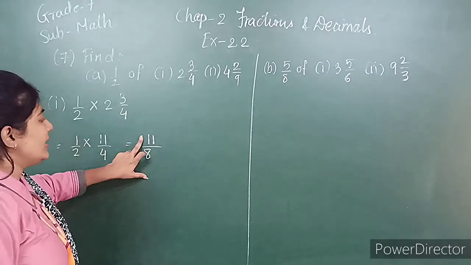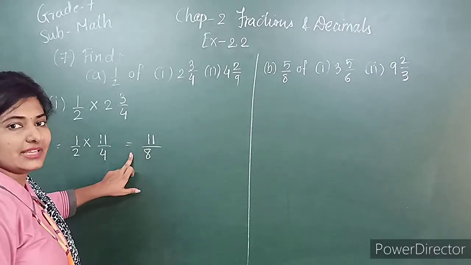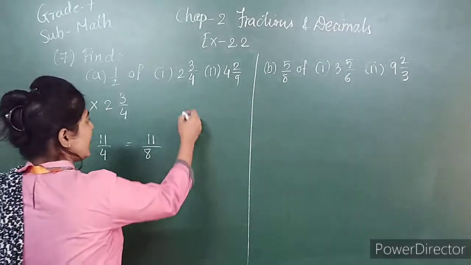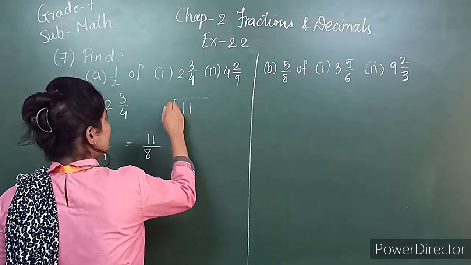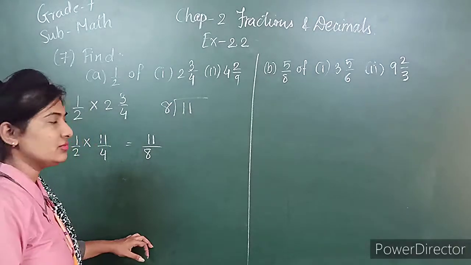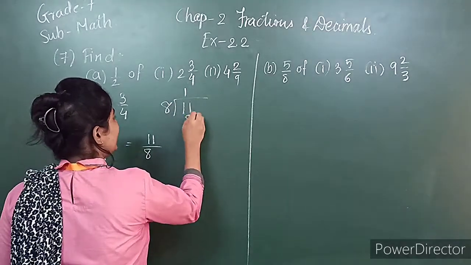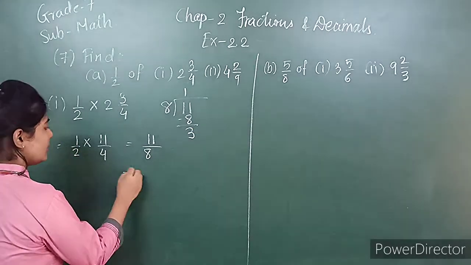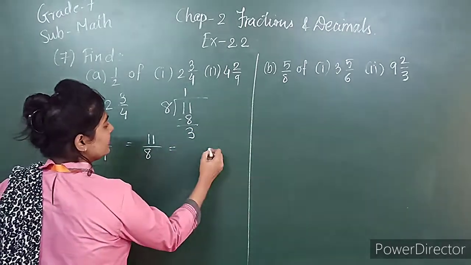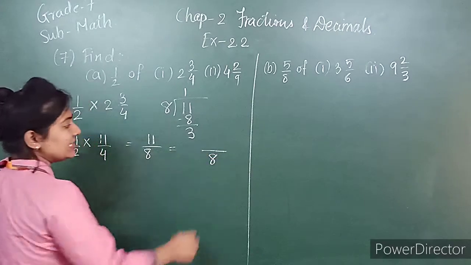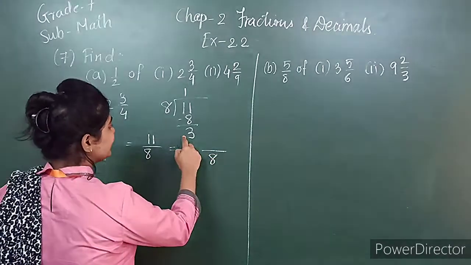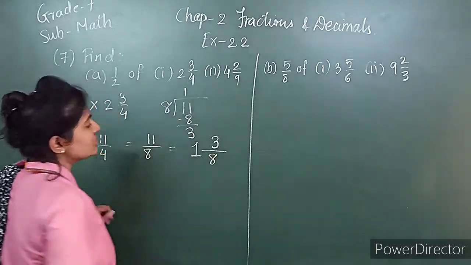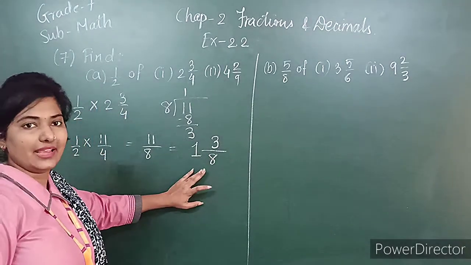So now 11 upon 8, so this answer comes as an improper fraction. So here the numerator is greater than the denominator, so we have to convert this into a mixed fraction form. So here 8 ones are 8. So here 3 is the remainder. So here our answer is, we have to write 8 in the denominator. This 3 we have to write upward, and this 1 we have to write on the side. So our answer is 1 3 by 8.